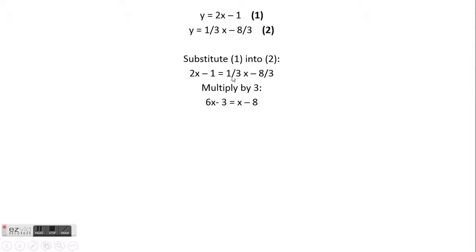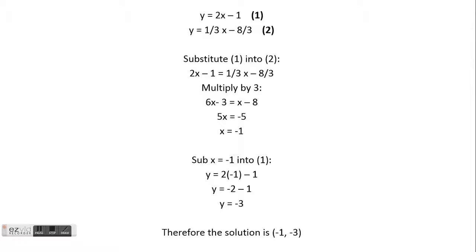To get rid of this fraction, like I've said here, I multiply by 3. Every term here is multiplied by 3. And then I simply solve for x, and I find that x is negative 1. To find my y value, I substitute negative 1 back into one of these two original equations here. I find that 1 is easier to substitute back into, so I do that, and I solve for y, and I find that y is negative 3. Therefore, the solution is negative 1, negative 3.